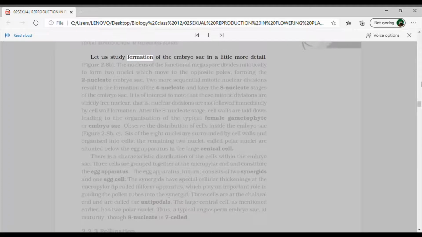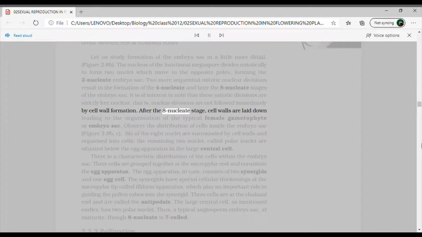Let us study formation of the embryo sac in a little more detail. Figure 2.8b. The nucleus of the functional megaspore divides mitotically to form 2 nuclei, which move to the opposite poles, forming the 2 nucleate embryo sac. 2 more sequential mitotic nuclear divisions result in the formation of the 4 nucleate, and later the 8 nucleate stages of the embryo sac. It is of interest to note that these mitotic divisions are strictly free nuclear, that is, nuclear divisions are not followed immediately by cell wall formation.